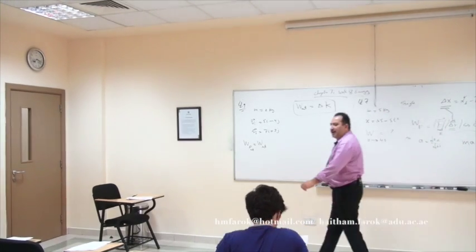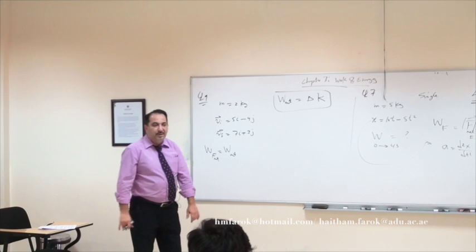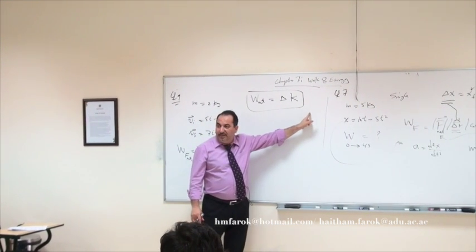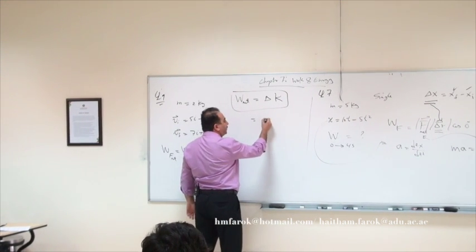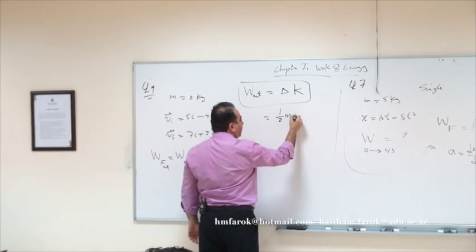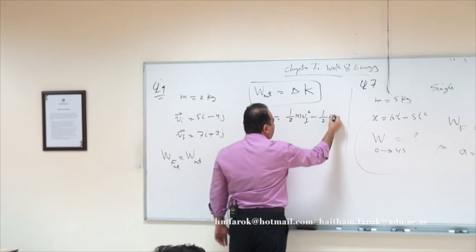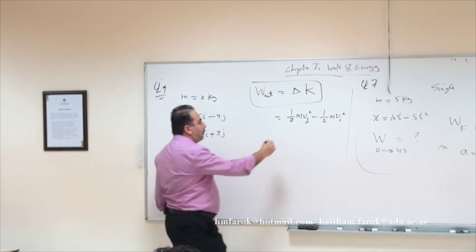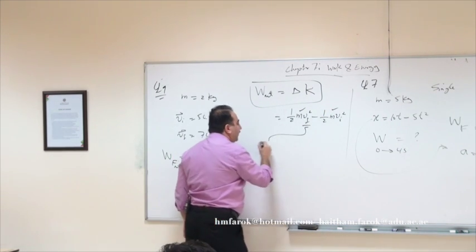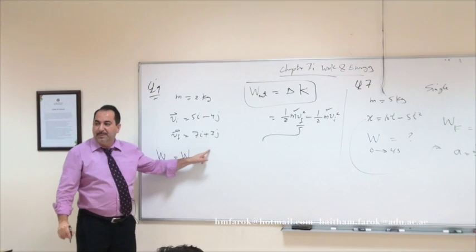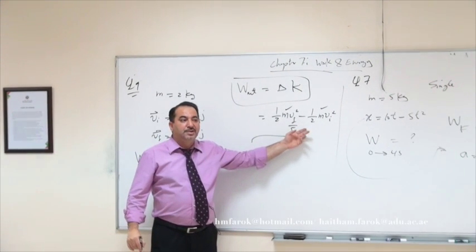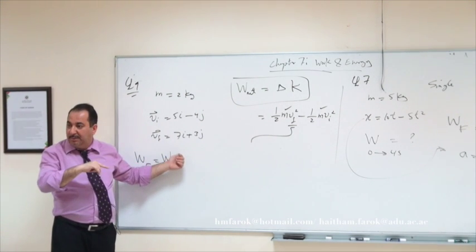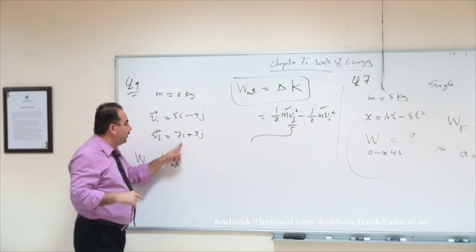so what we have here, W net is change in kinetic energy. So if you want W net, how do you find it? By knowing the change in kinetic energy. What is change in kinetic energy? Half m v final squared minus half m v initial squared. Do you have the mass? Yes. Now we come to v final. But remember, energy is a scalar, not a vector. This is a vector. You need the magnitude of the vector. What's the magnitude of v1 and v2?